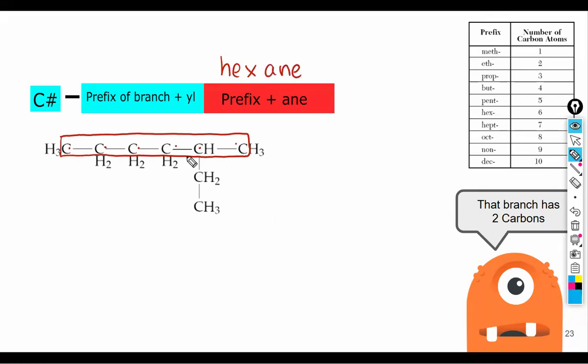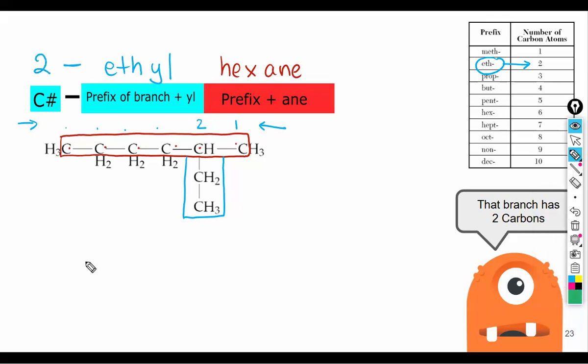The branch now, the branch is this part. The branch has 2 carbons, not 3, 2 carbons. 2 is eth. So it's ethyl, and all branches end with Y and L. Dash. If you walk from this direction, the branch comes off the first, second, third, fourth, and fifth. But if you walk from this direction, it comes off the second carbon. If you walk this way, we have to choose the smaller of the two.